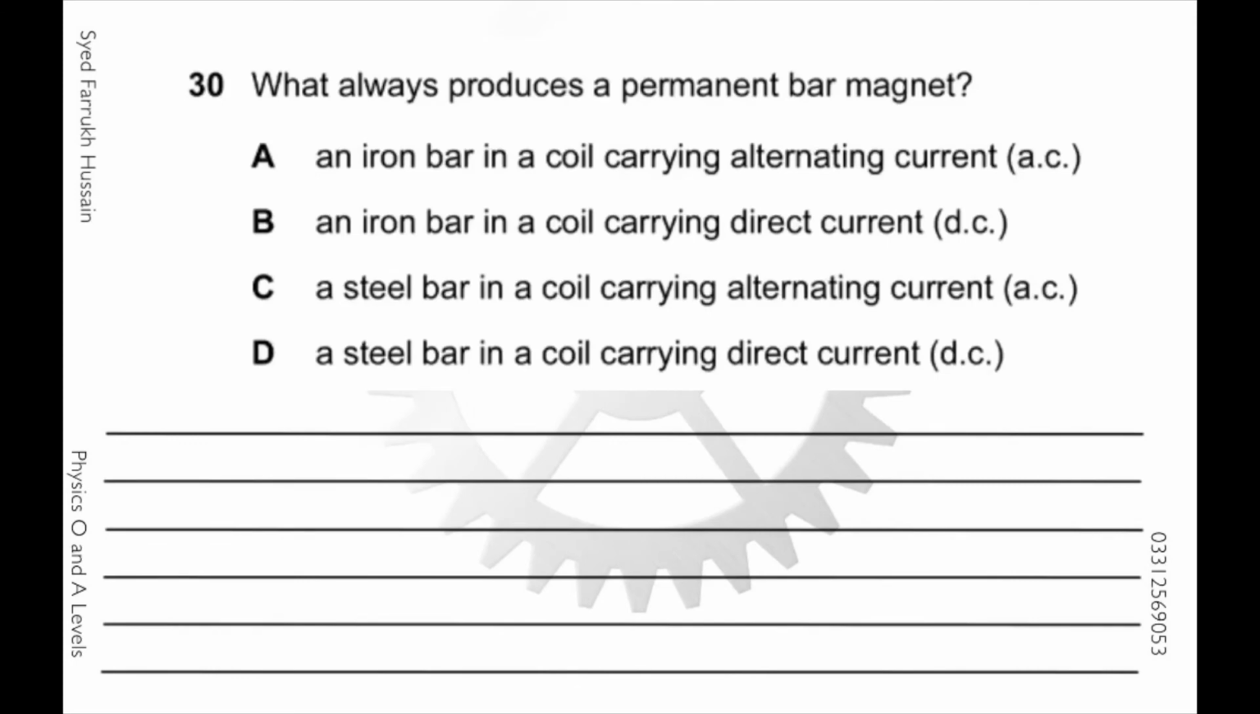Question number 30. What always produces a permanent bar magnet? Permanent magnet will always be of steel, and if you want to make it a permanent magnet, the current passing through it should be direct current, because direct current has constant magnitude and constant direction, so it will magnetize it. But if you will use alternating current, the alternating current will not magnetize it, it will demagnetize it. So the answer is D.